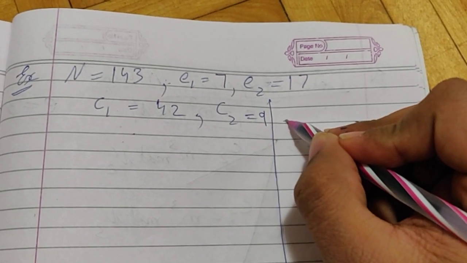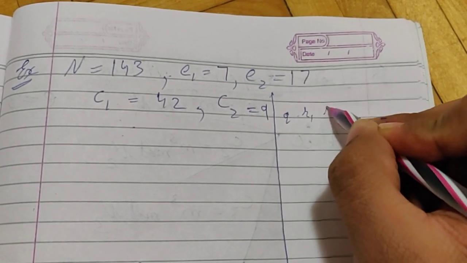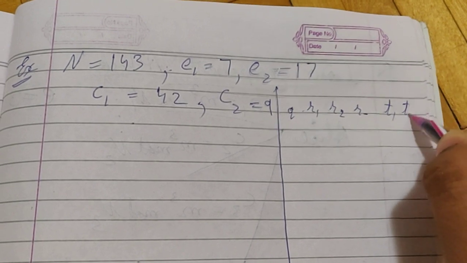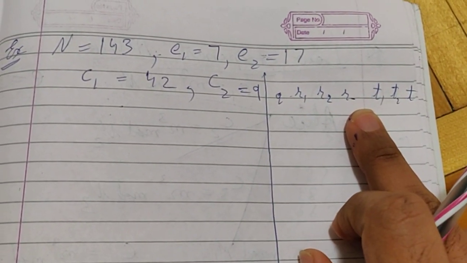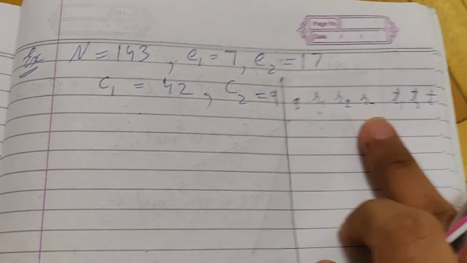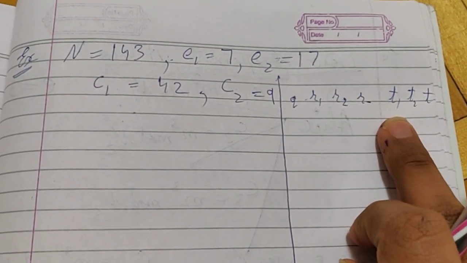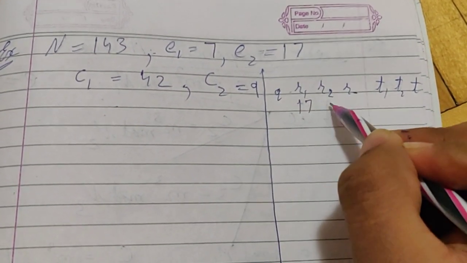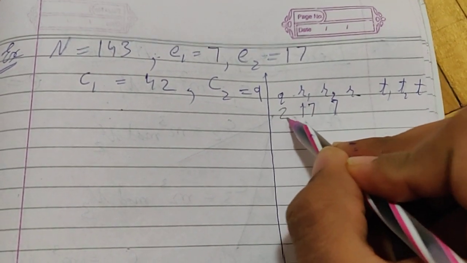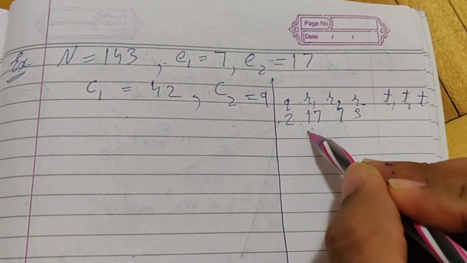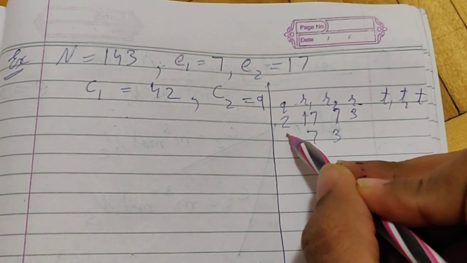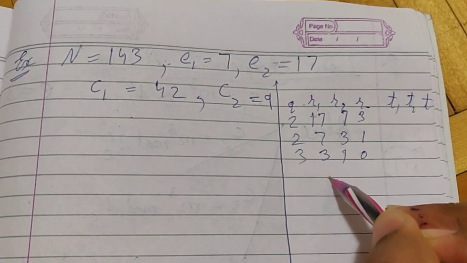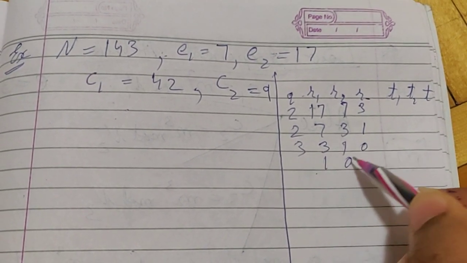Okay, so for the extended Euclidean algorithm, we have the table with columns Q, R1, R2, T1, T2, T. If you don't remember how to find the multiplicative inverse, I'll provide a link in the top right corner, and you can watch the video on how to calculate it. So it will be 17, 7, quotient 2, remainder 3. Shift 7 and 3, quotient 2, remainder 1. Shift 3 and 1, quotient 3, remainder 0. So whenever we get 1, we stop.